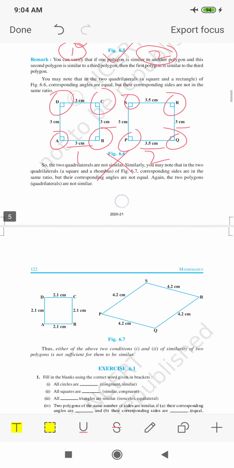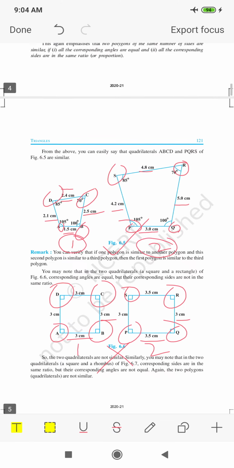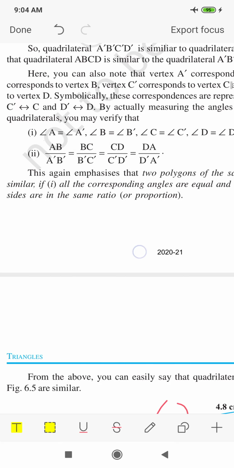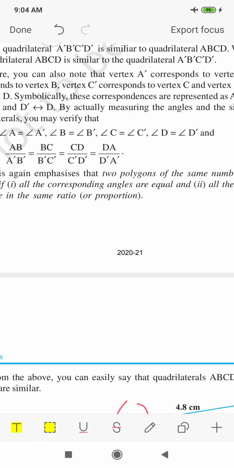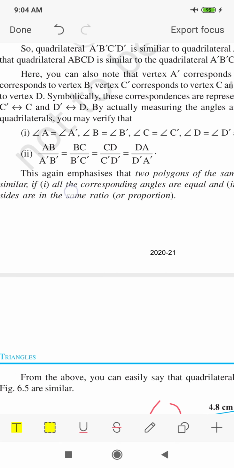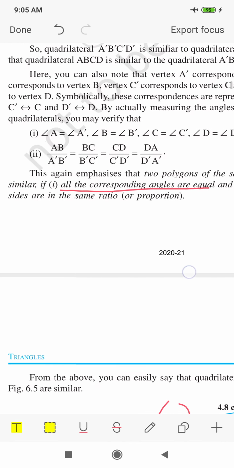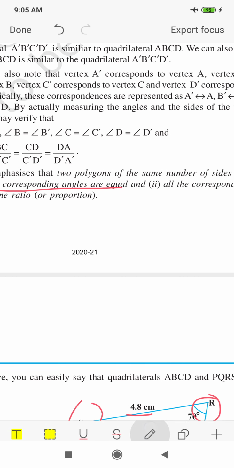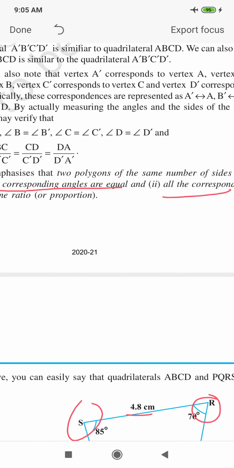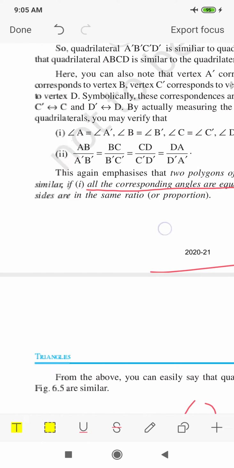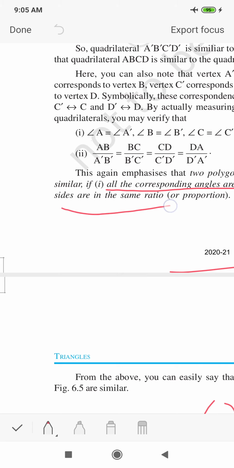Now we will see the definition of similar polygons. Two polygons of the same number of sides are similar if all corresponding angles are equal. This is the first condition. All the angles should be equal. And the second condition is that all corresponding sides should be in the same ratio. This is the definition.